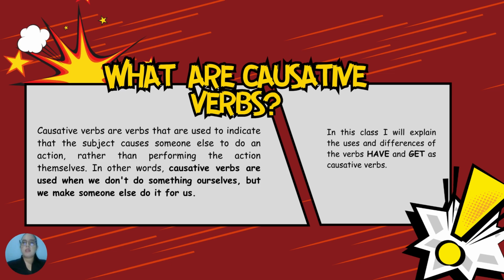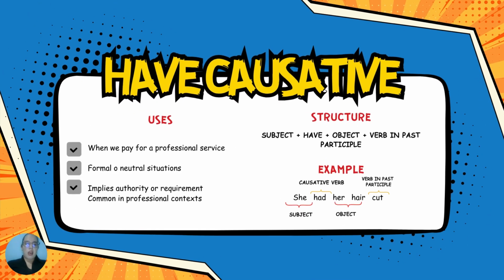Basically, causative verbs are used when we don't do something ourselves, but we make someone else do it for us. In this lesson, I will explain the uses and difference of the verbs have and get as causative verbs. So let's start. Okay, have as a causative verb.